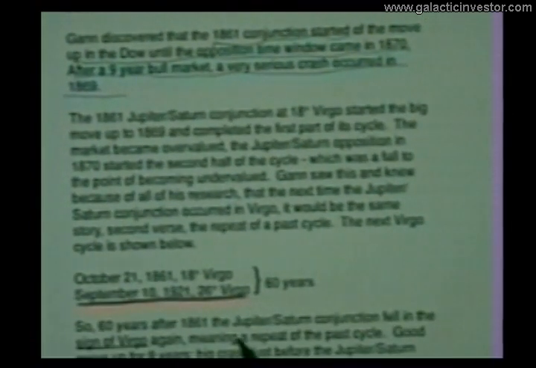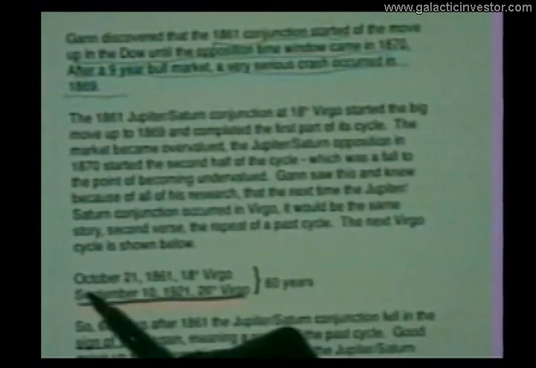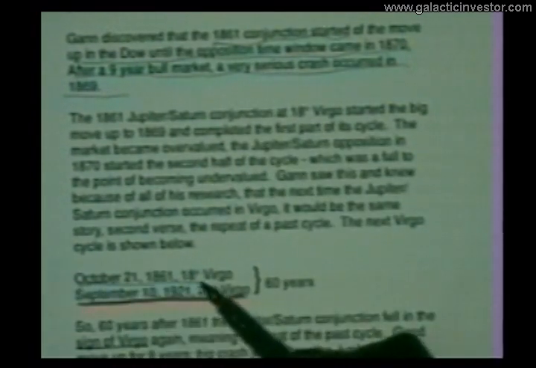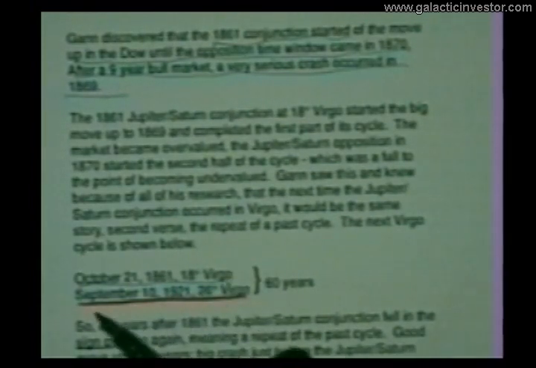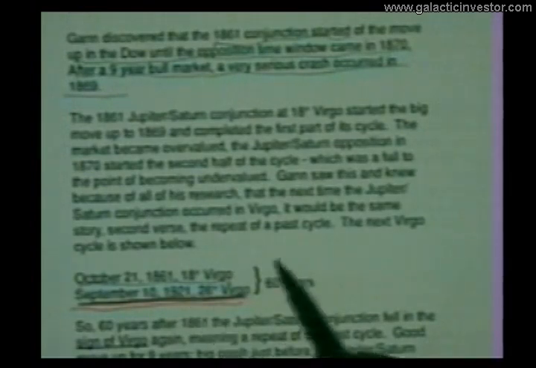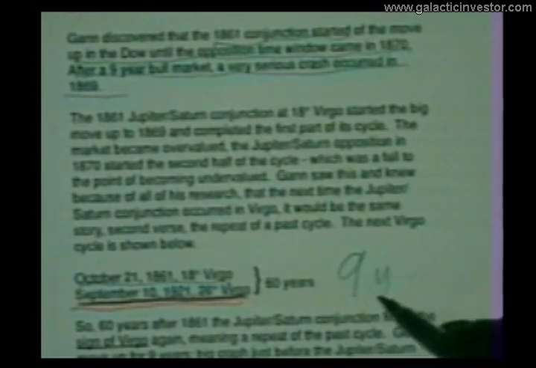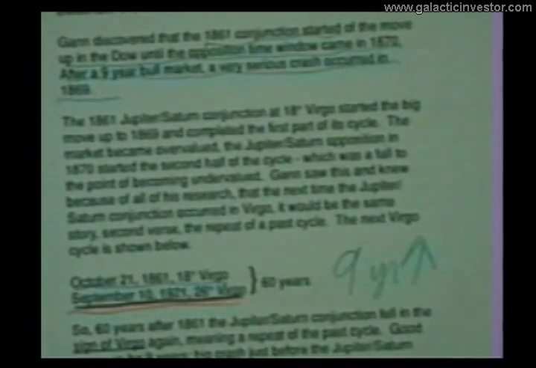So we can just go on through and look right down here, and we can see that we had the Virgo conjunction in 1861 that we've just been talking about. We had another Virgo conjunction in 1921. They both gave you a 9-year, big up cycle, and they both gave you the big crash. Both those cycles occurred on a 60-year cycle of both of them being in Virgo.